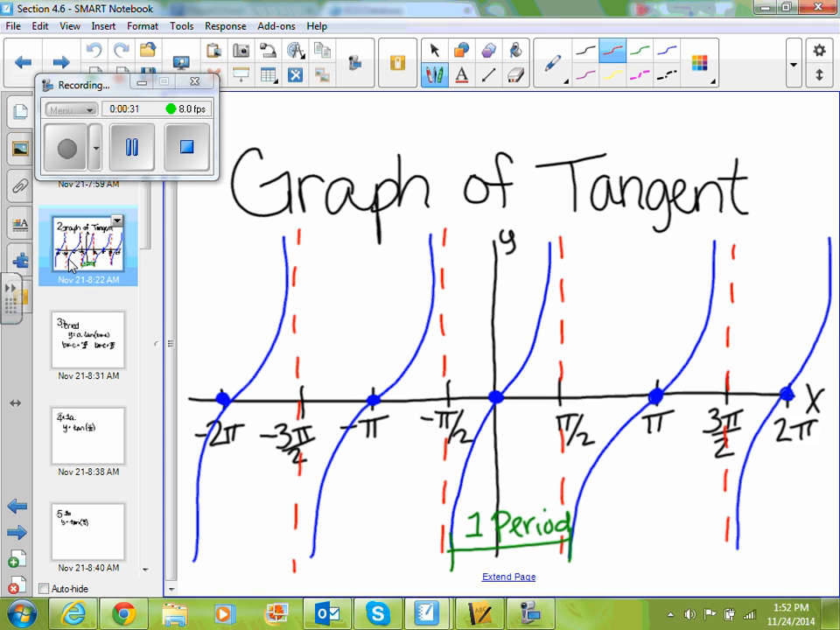the graph of tangent looks kind of like a cubic function, in that it starts down and goes up, crossing through 0, and the period of tangent goes from negative pi over 2 to pi over 2.